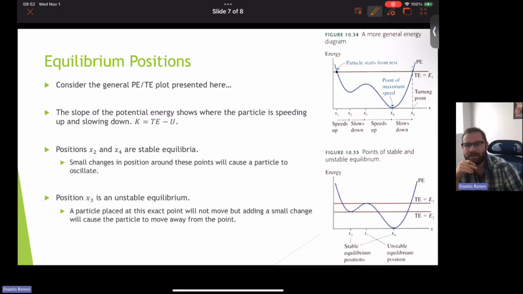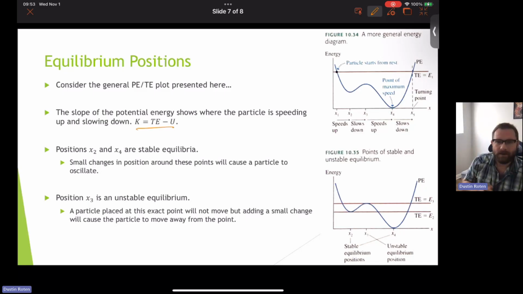You can see the potential energy does some really weird stuff. It's got some moves in it here. It's got some curves. Who knows what's happening? But we can still get some information out of this. The slope of the potential energy shows where the particle is speeding up and slowing down. Remember, we can rearrange our total energy equation and just say that the kinetic energy is all the energy with the potential removed.